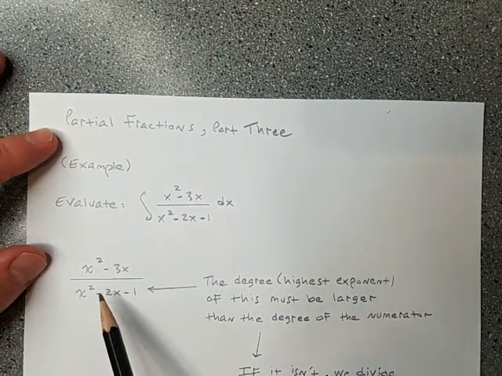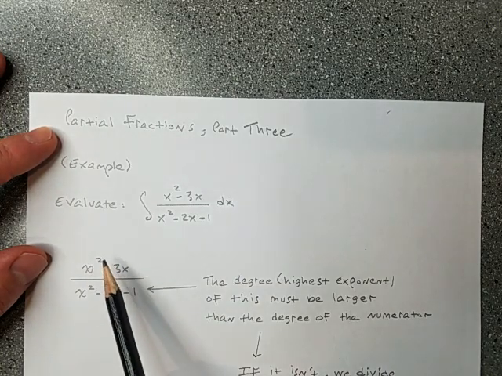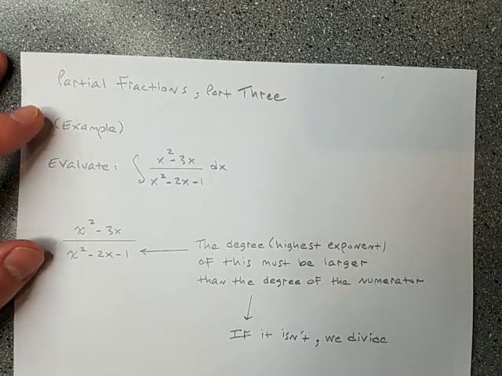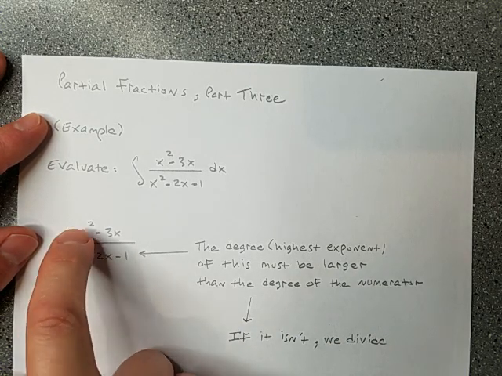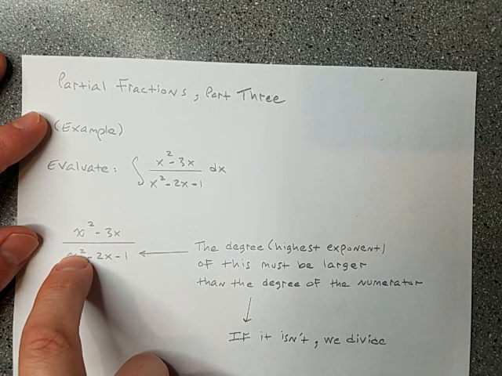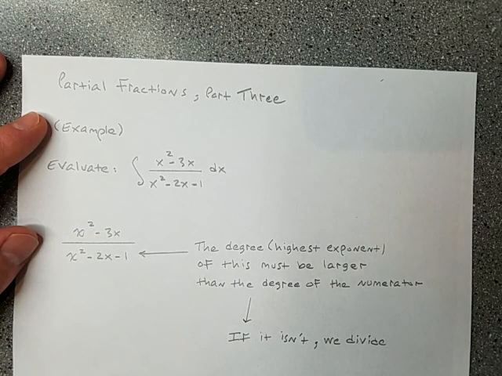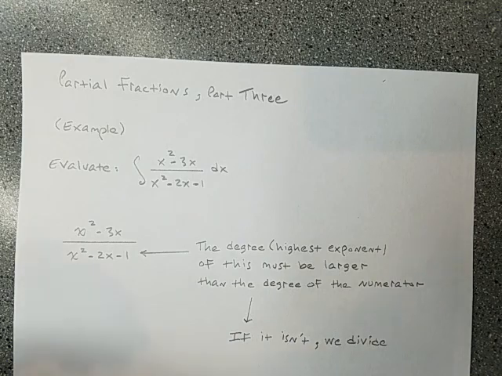The degree of the bottom part must be more than the degree of the top in order to use partial fraction decomposition, okay? If it isn't, like in this case, the degree down there is not bigger than the degree up there. The highest exponent here is not more than the highest exponent there. They're equal. All right? If that's not the case, then we divide this expression out. Okay? All right, so we will have to divide this one before we proceed at all.